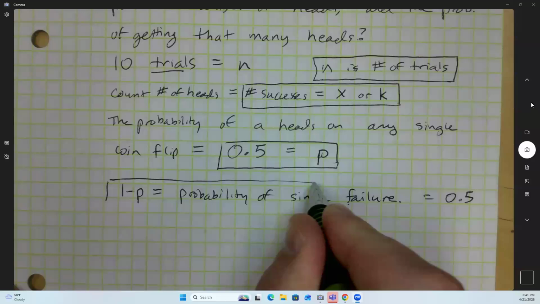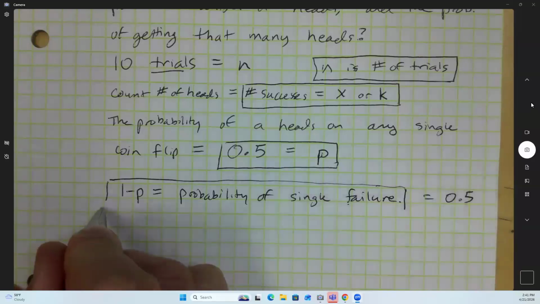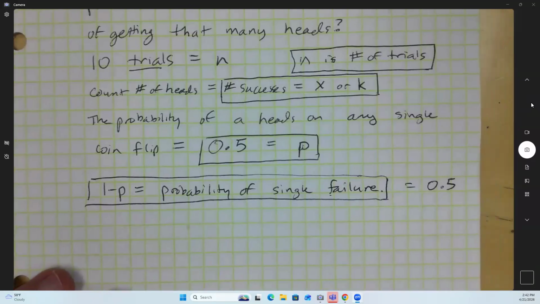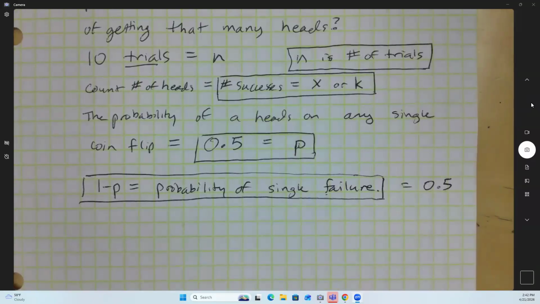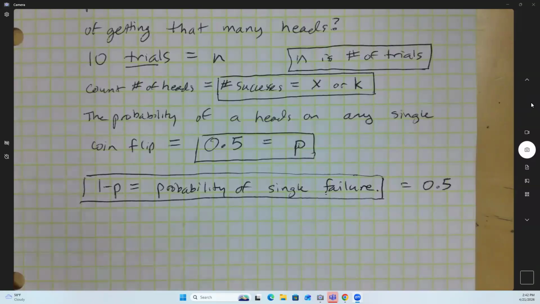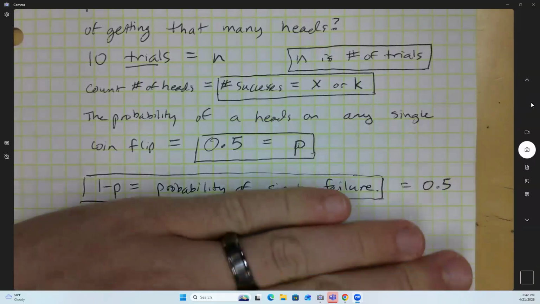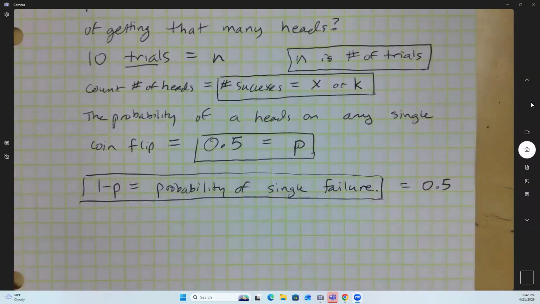So these are the 4 key numerical values that we care about with binomial distributions. And they're all you need to know in order to fully understand your probabilities, your expected values, etc. In fact, 1 minus p, since it comes directly from p, they're really just 3, but it helps to think about the failure as well.